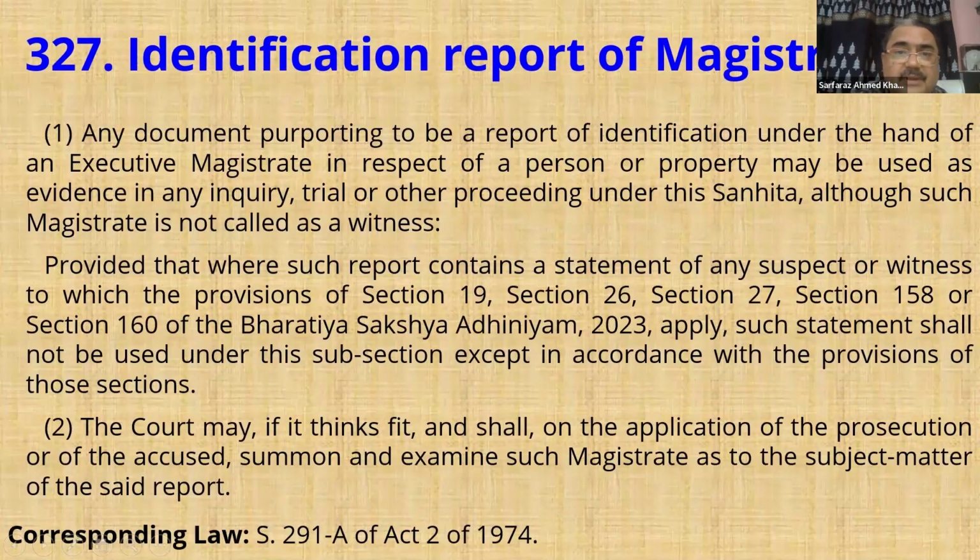327 talks about the identification report of the magistrate. So any document purporting to be a report of identification under the hand of an executive magistrate in respect of persons or property may be used as evidence in an inquiry and trial. This identification is a process which we have conducted from time immemorial, but much later we got a separate section in the CRPC, which has been carried forward in BNSS, in respect of the TI parade, the test identification parade. So what 327 is talking about is nothing but the test identification parade.